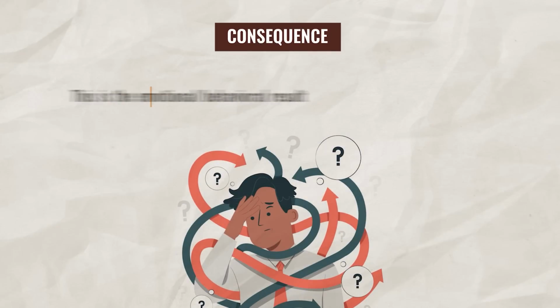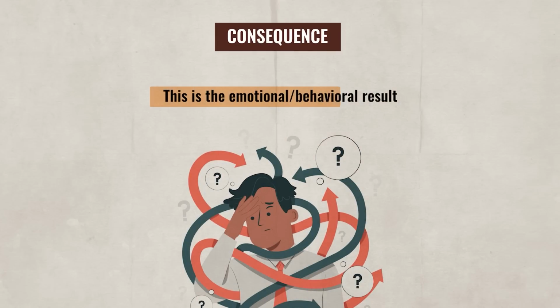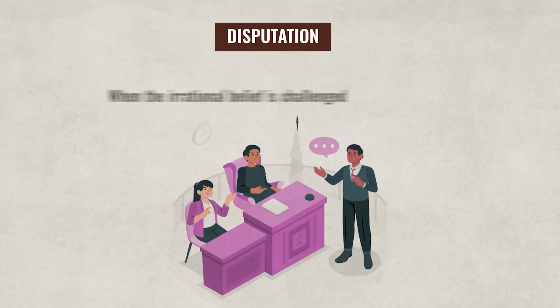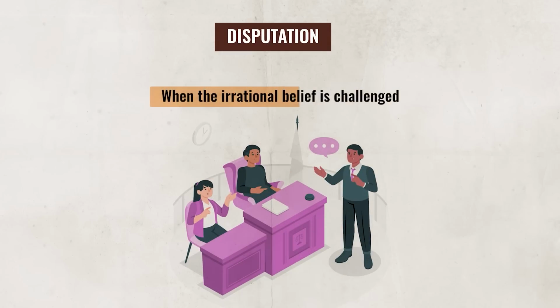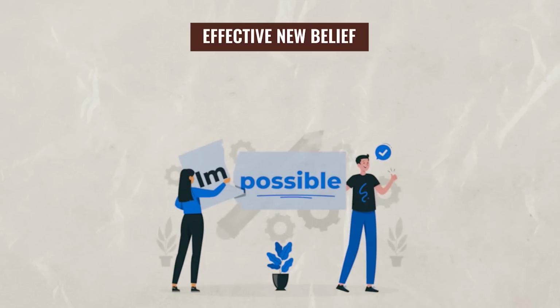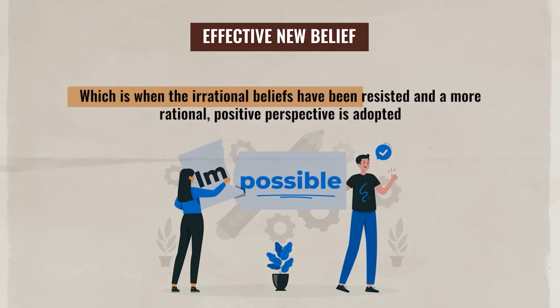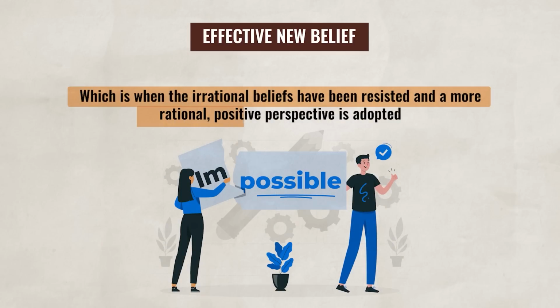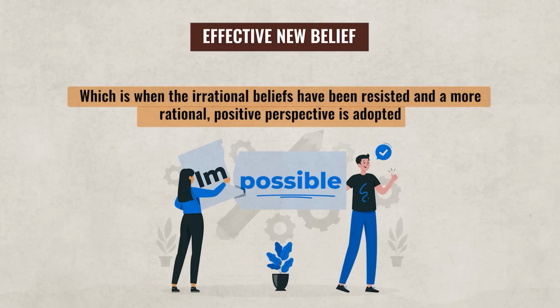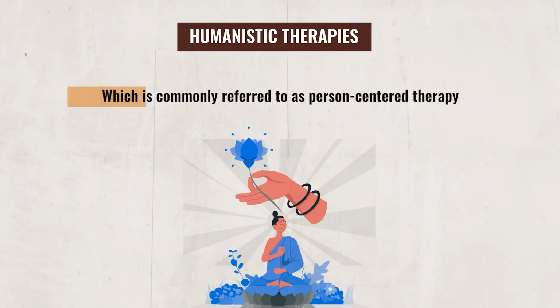C for consequence. This is the emotional behavioral result. D for disputation. Here is when the irrational belief is challenged. And lastly, E for effective new belief, which is when the irrational beliefs have been resisted and a more rational, positive perspective is adopted. So we can see that cognitive behavioral therapies take a holistic approach by trying to address both thoughts and behaviors.